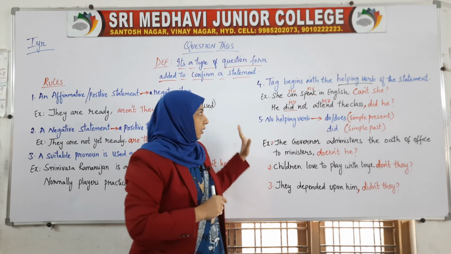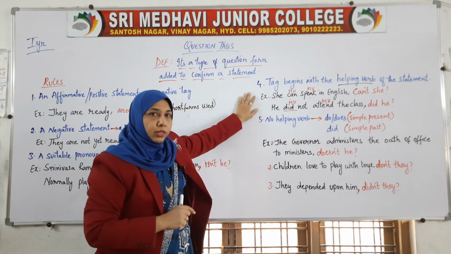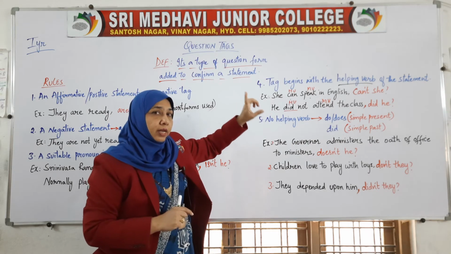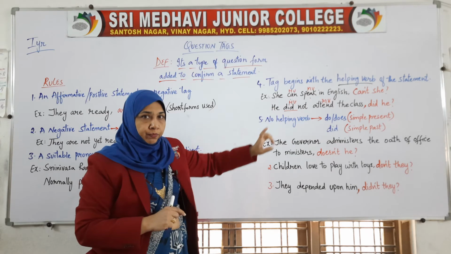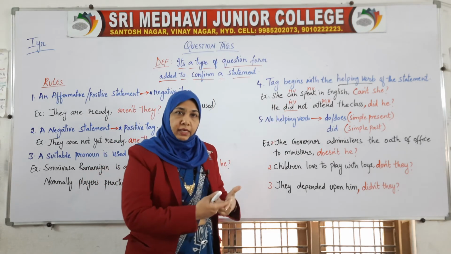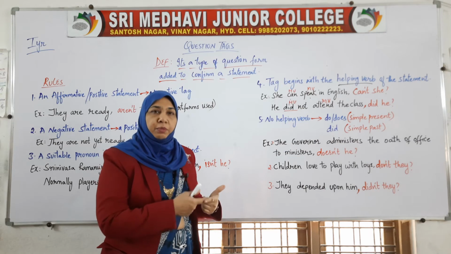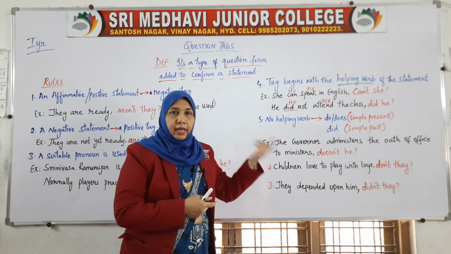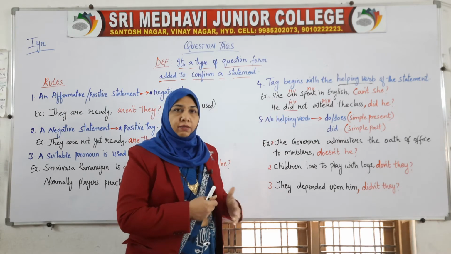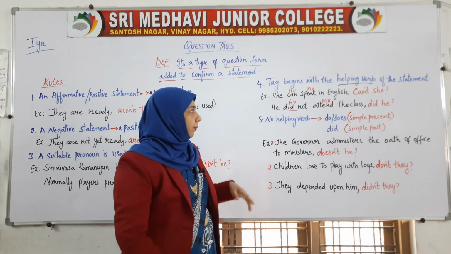Now I hope you have understood the rule. The tag should start with the helping verb in the statement. I have given you two examples: in one, the statement is positive and the tag is negative, and in the next, the statement is negative and the tag is positive.